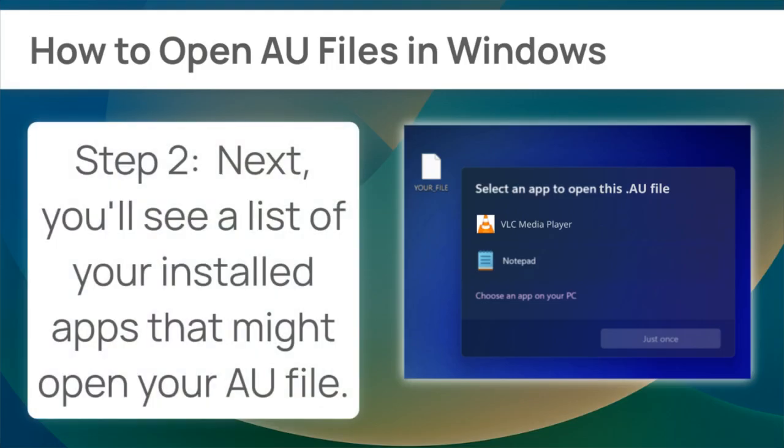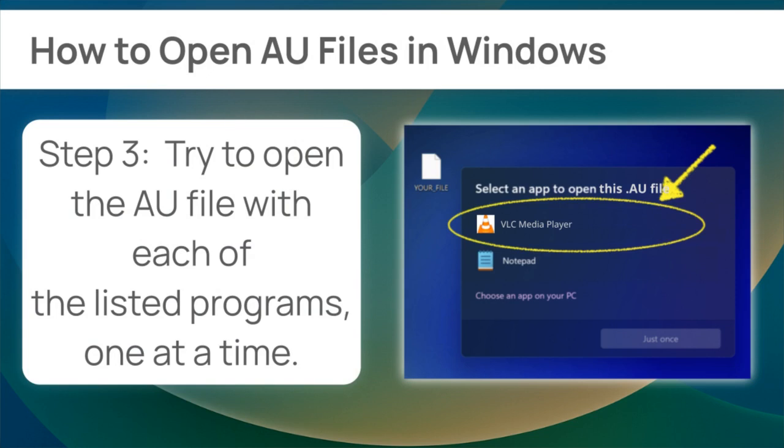Right-click your AU file and choose Open With. Test VLC Media Player first. If it fails, select another application. The solution lies in finding the right reader.